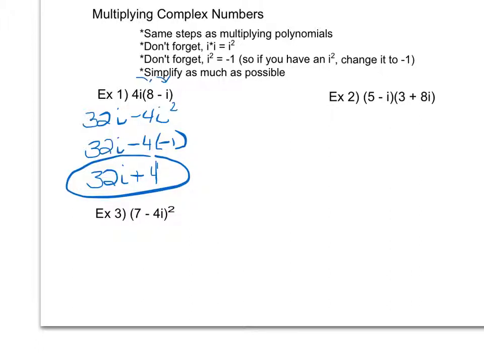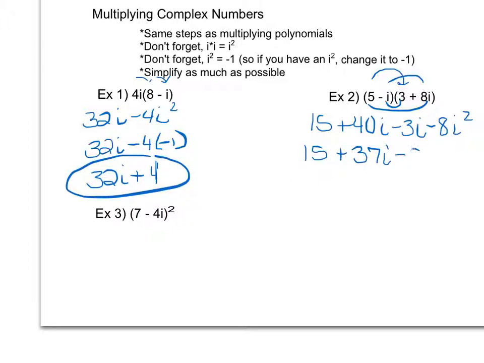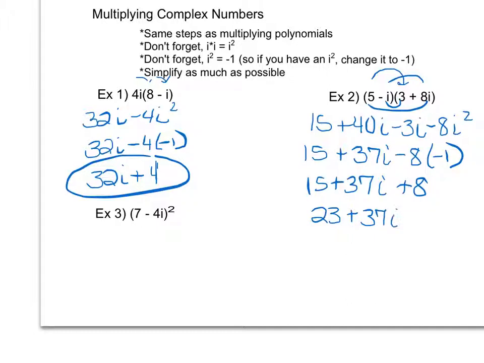If I look at example 2, on example 1, I had a monomial times a binomial, so I distributed. On example 2, I have a binomial times a binomial, so I'm going to use FOIL and say first times first is 15, outside times outside is a plus 40i, inside times inside is a minus 3i, and last times last, minus i times positive 8, is a minus 8i squared. So now I check to see if there's anything I can do, and I see that I have these two like terms in the middle that I can combine. And I see that I squared, I can rewrite as negative 1. So I get 15. Positive 40 and negative 3 is a positive 37i minus 8 times negative 1. Negative 8 times negative 1 becomes plus 8. And now that I've simplified that, I'm going to combine my 15 and my 8. Doing so gives me 23 plus 37i as my final answer.